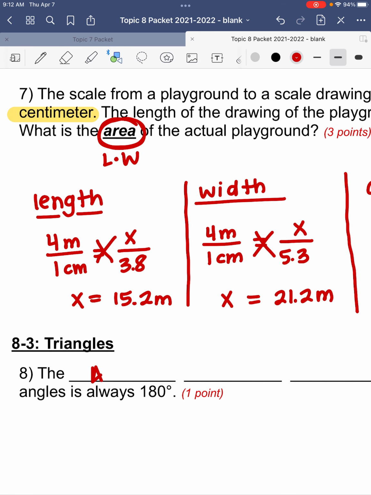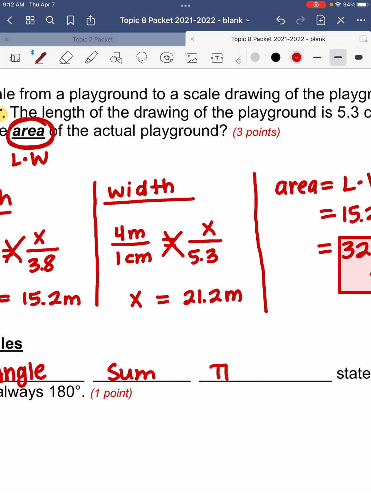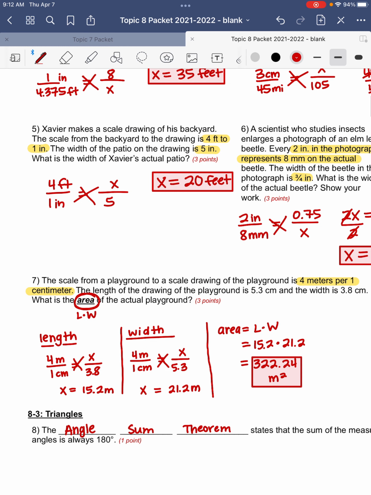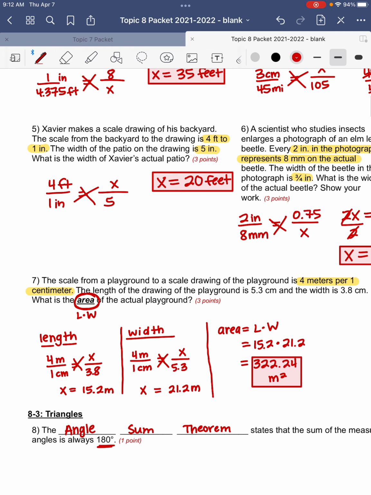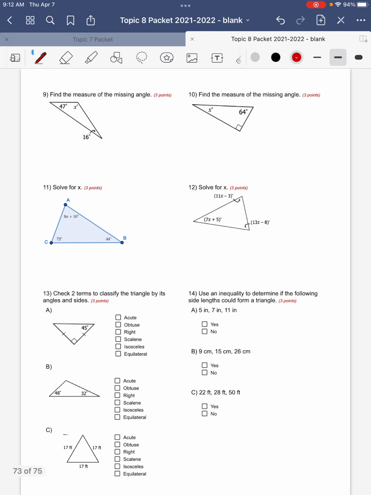So the angle sum theorem states that the sum of the 3 measures in any triangle is always going to be 180 degrees. So that's like saying angle 1 plus angle 2 plus angle 3 equals 180 degrees. Okay, that's going to come in handy for our next couple of questions.